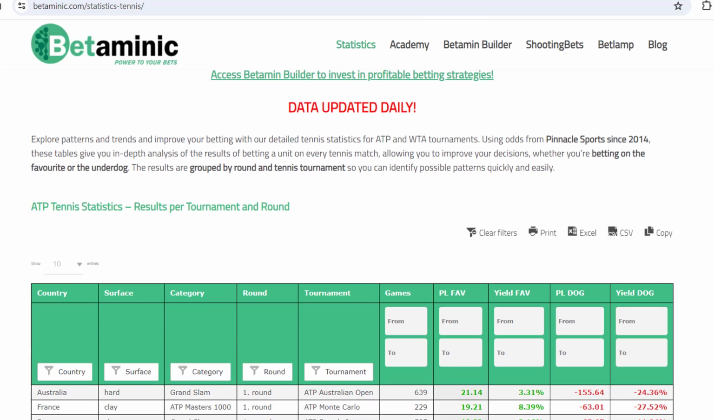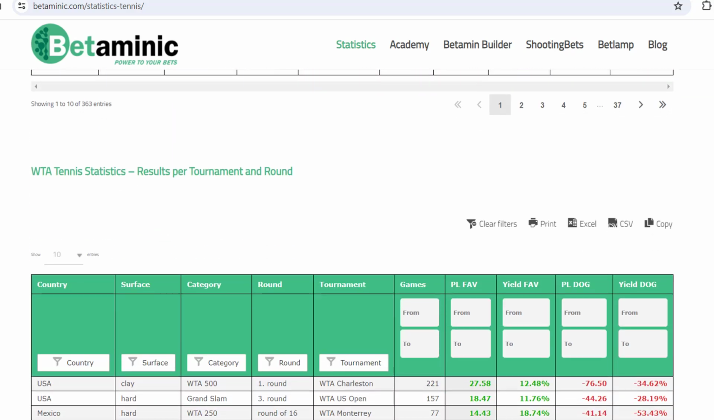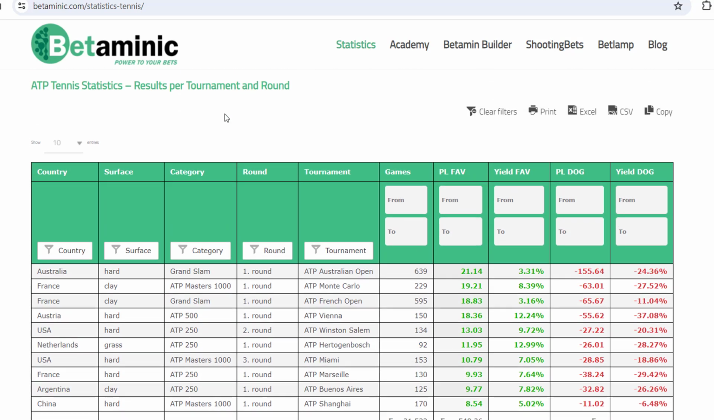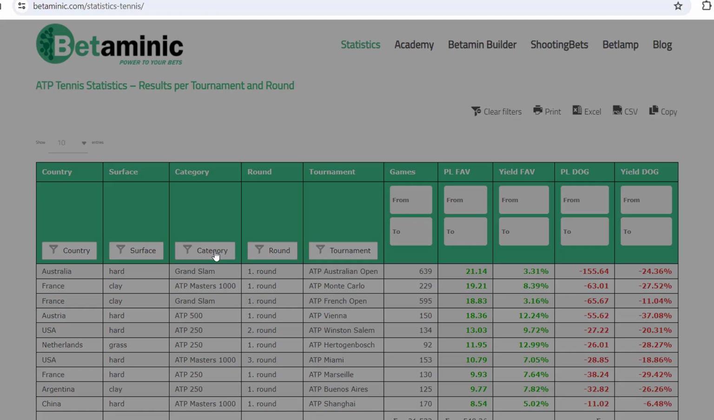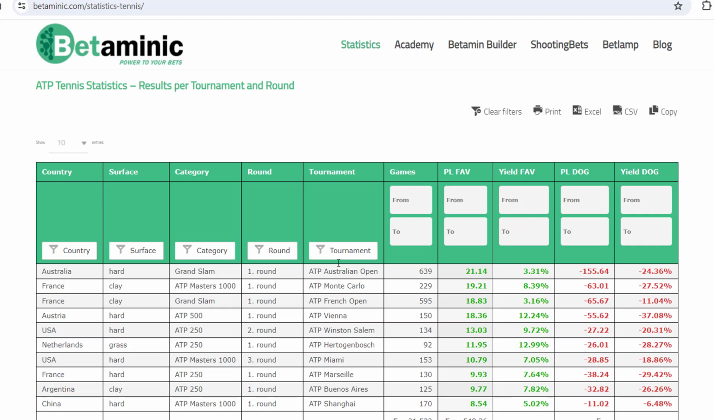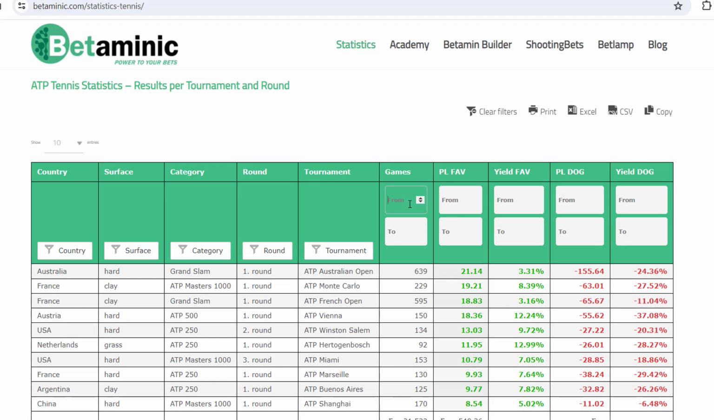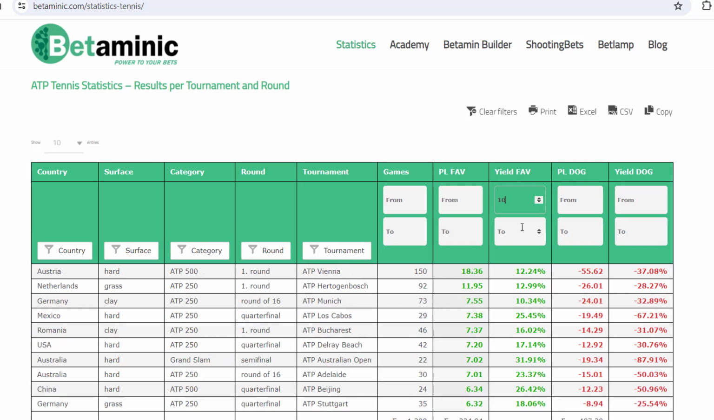When you're logged into Betaminic, you'll see the ATP tennis statistics for the men, and below that the WTA tennis statistics for women. One page is showing results per tournament and per round. That allows you to sort by country, by surface, by category of tournament, by round, and by actual tournament. And you can also use filters so that you only see tournaments with over a certain amount of games. And you can filter the range of data that you want to see.